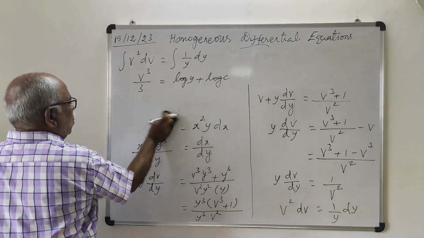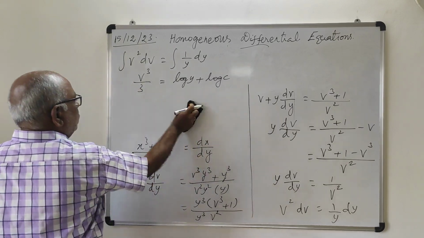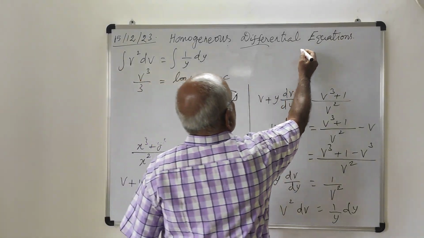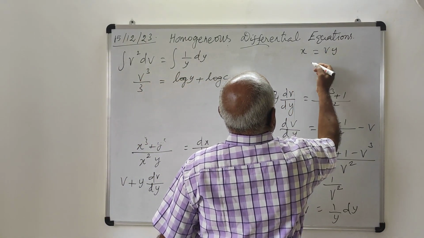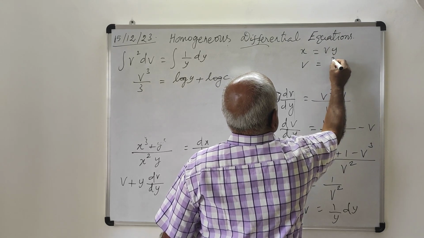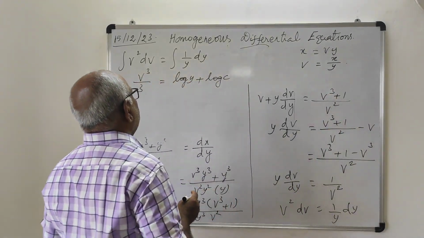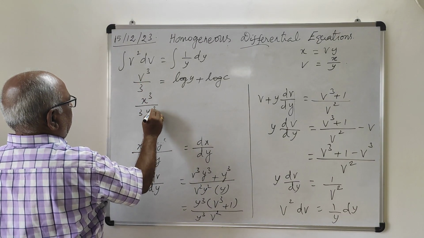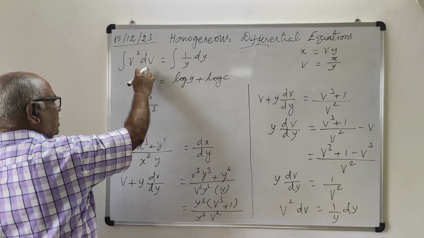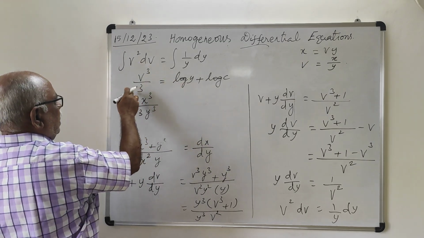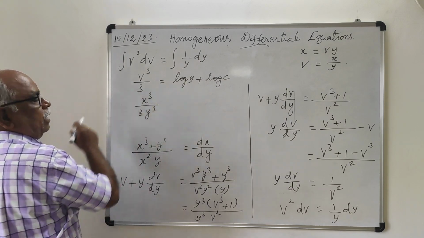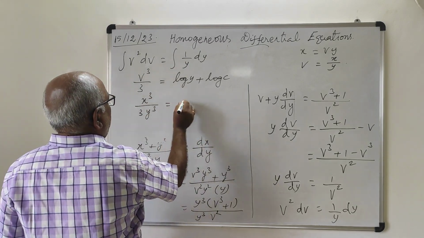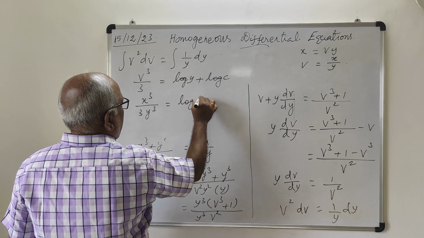Now you replace v by x by y, because our substitution is x equal to vy. Therefore, v equal to x by y. So v cube is x cube by y cube, and with the 1 by 3 you already have on the left hand side, it is x cube by 3y cube. This is equal to log y plus log c, which is log cy.